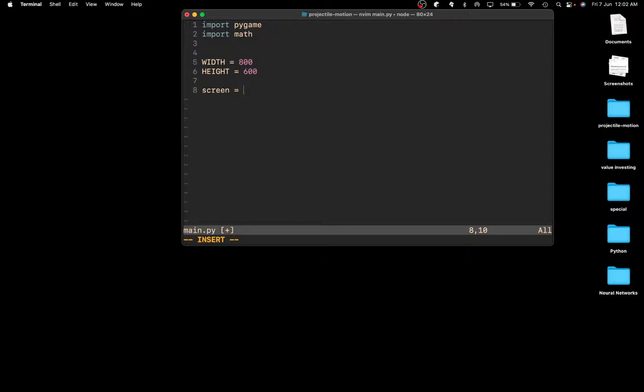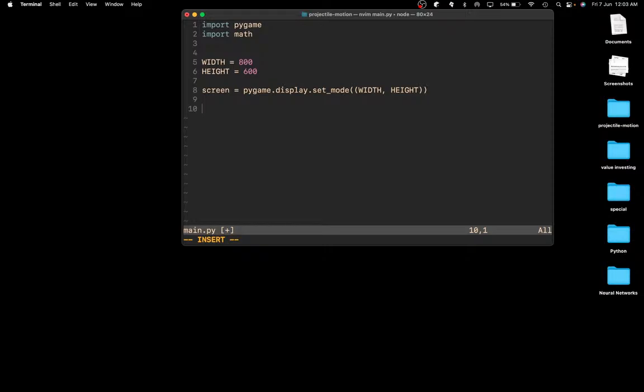I have modified my settings slightly, so my display accommodates more pixels and makes everything smaller. In that case, for me 800 by 600 will be pretty small, but for you guys it might be very large, so try to accommodate that correctly. So I'll just say pygame.display.set_mode, and we pass in a tuple of width and height.